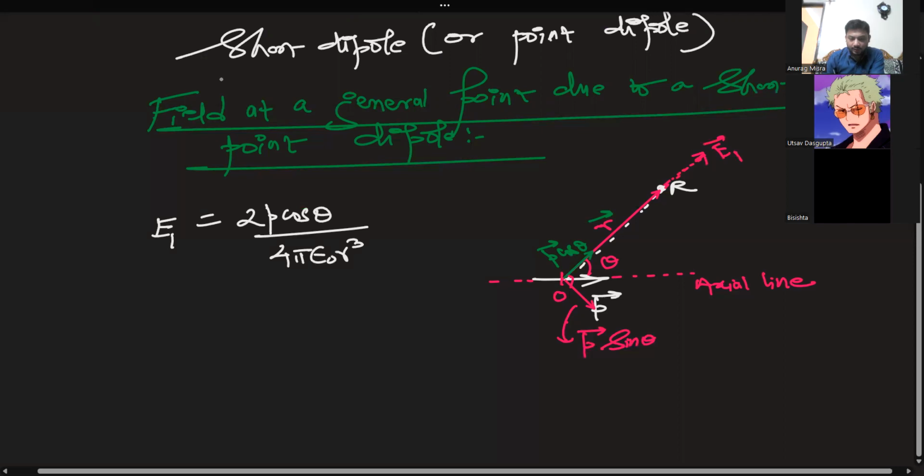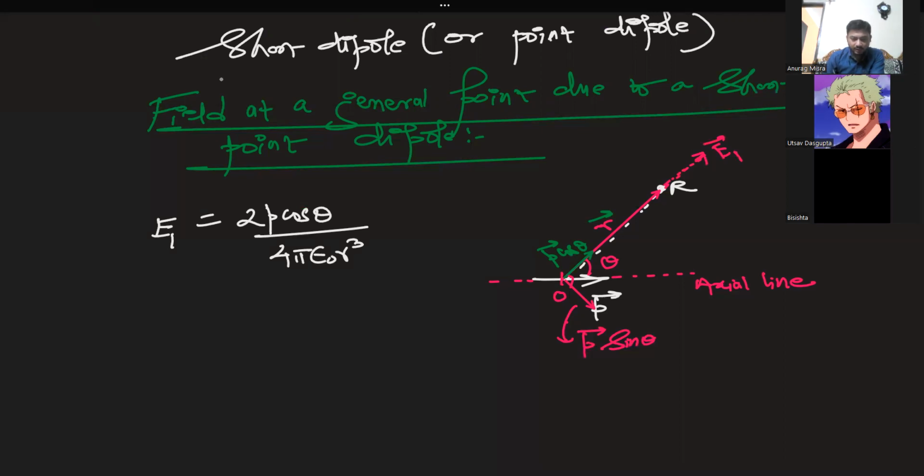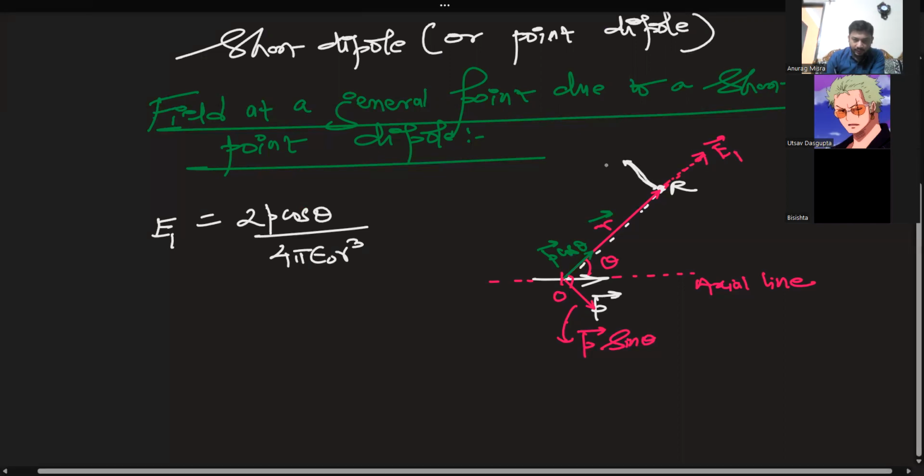On the other hand, p sin theta के लिए ये equatorial point बन गया because it lies on the perpendicular bisector. So for that the field will be opposite to the dipole moment, like this. It will be perpendicular to the direction of r. That is suppose E2. ठीक है? तो E2 का वैल्यू कितना हो जाएगा? P, this p sin theta in this case, by 4 pi epsilon naught r cube.